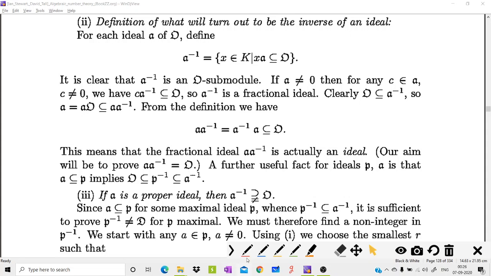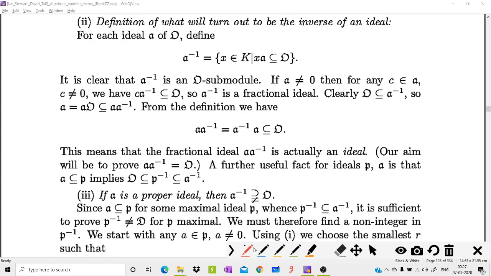Now we can prove the second result. In the second result, we have a definition first. Definition of A inverse. For any ideal A of O, we have A inverse. A inverse contains elements of K. This O is the ring of integers of K. Then we collect all the X from K such that XA is contained in O. Okay, this is the idea here.